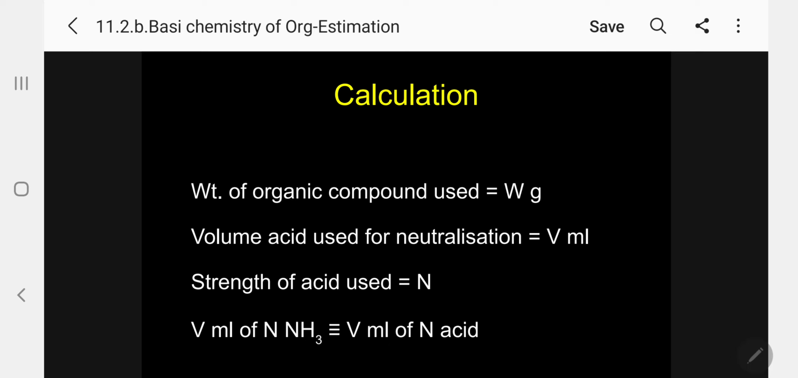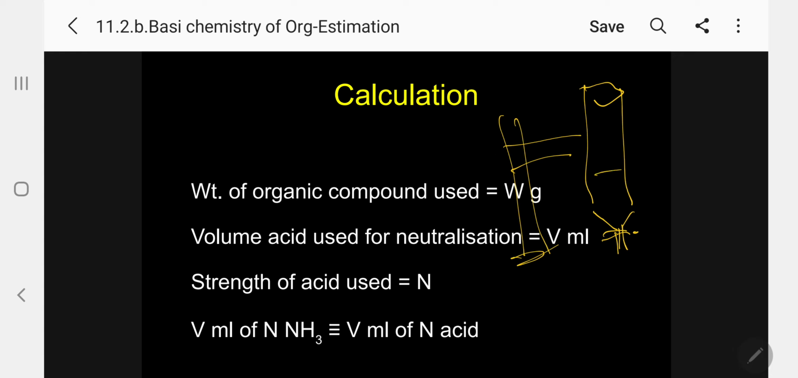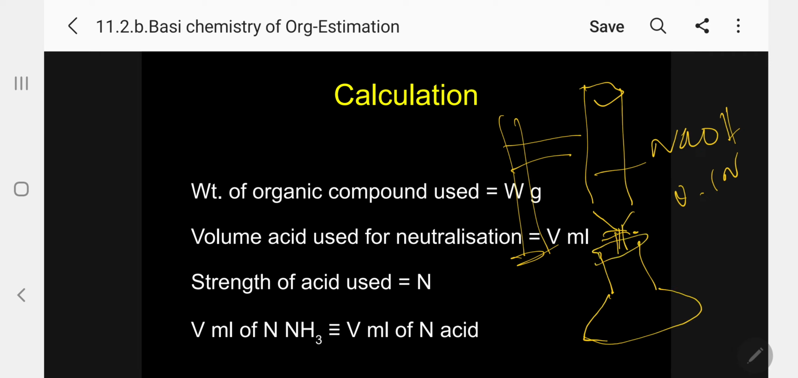Suppose from the burette, kindly follow, now after neutralizing these conical flasks, you take a burette containing the sodium hydroxide of known strength, 0.1 N, let us say. And the conical flask containing ammonia neutralized with a known quantity of sulfuric acid.